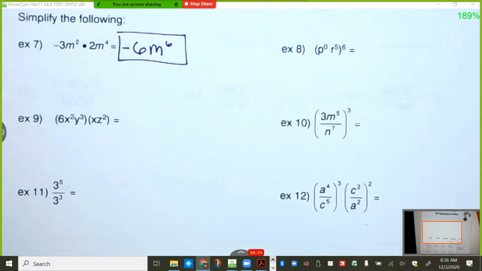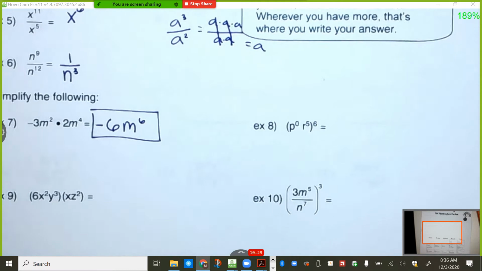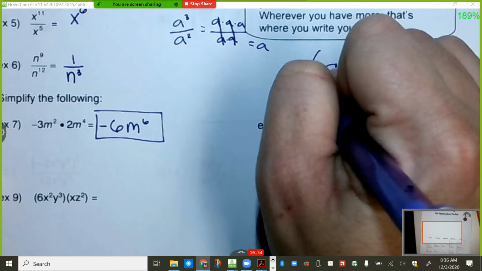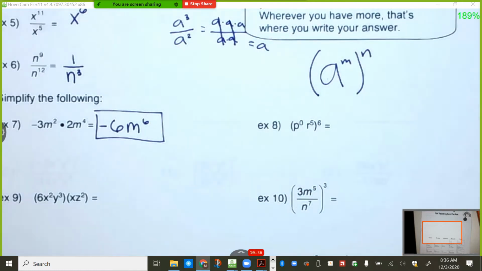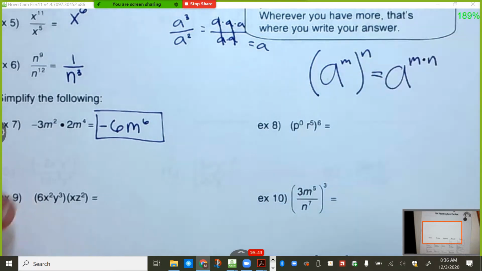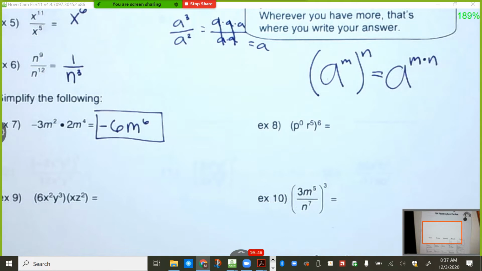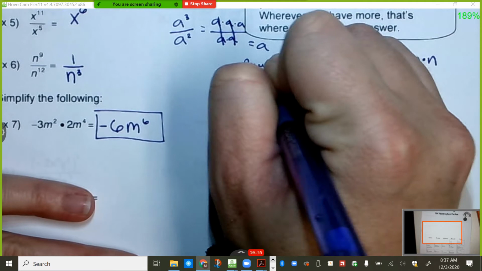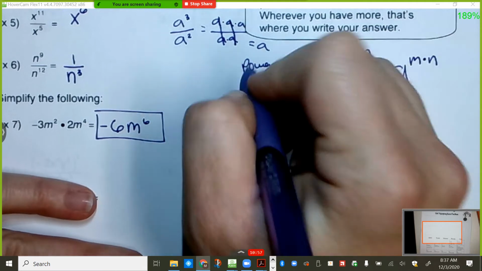Okay. Now, we didn't really talk about this rule, so I'm going to throw it in there really fast. If you have a to the m power all to the n power, does anybody remember what you do? You actually multiply. So you get a to the m times n. Okay? So this is power to a power. That's what rule this is.